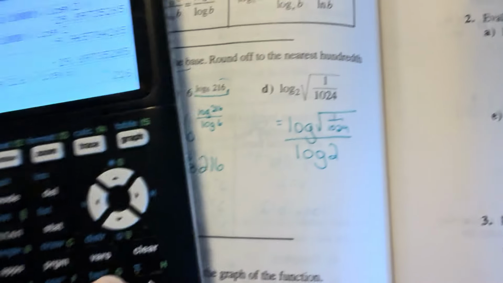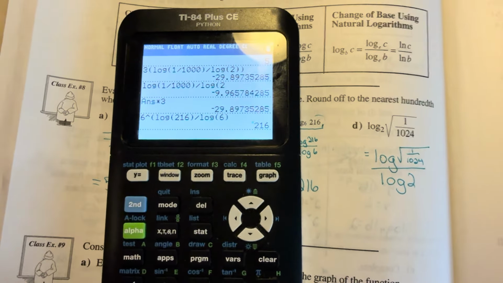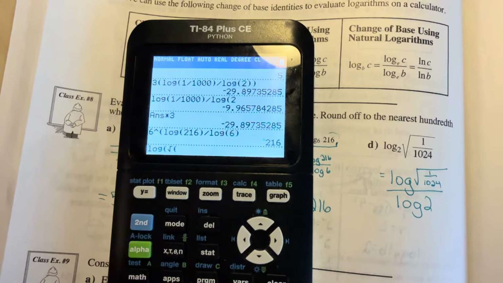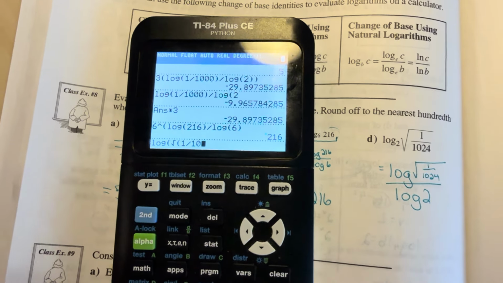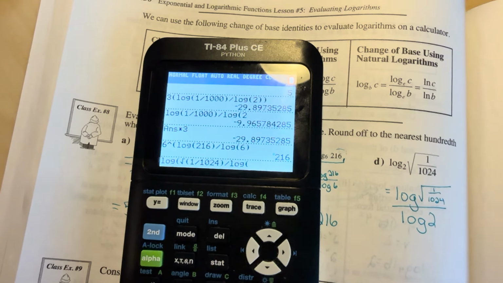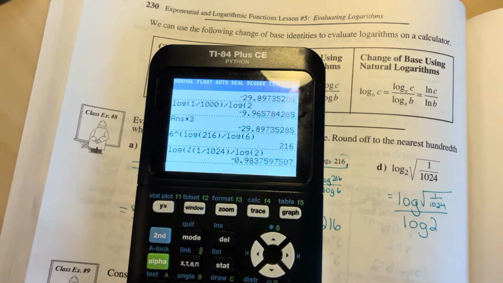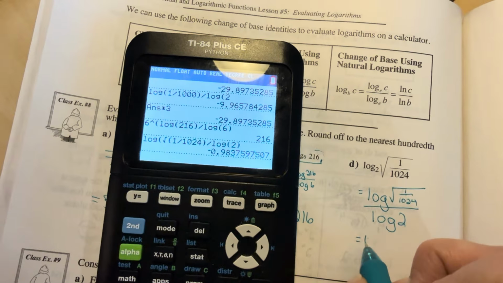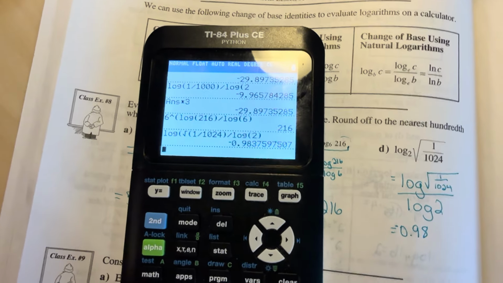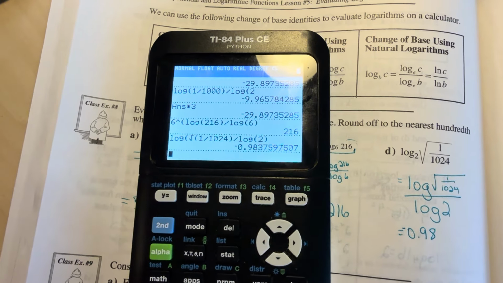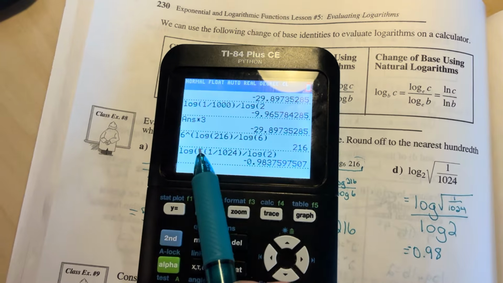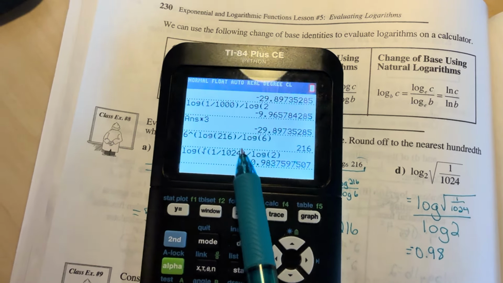And then this guy right here, so log of the square root of 1 divided by 1024, and then divided by log of 2 is equal to 0.98. Ooh, negative. Don't forget the negative. So this should be good. I had to put brackets around it so that the square root would go all the way, right?